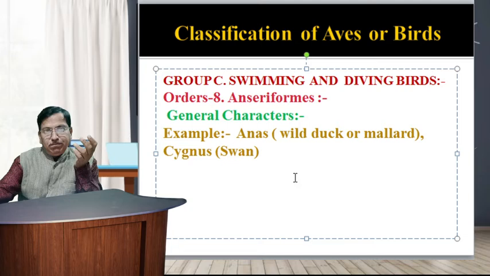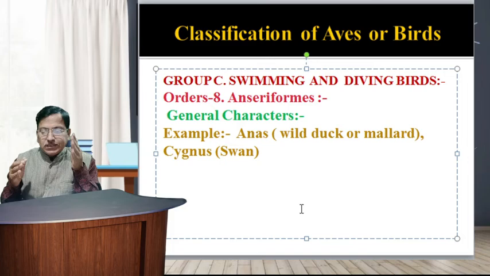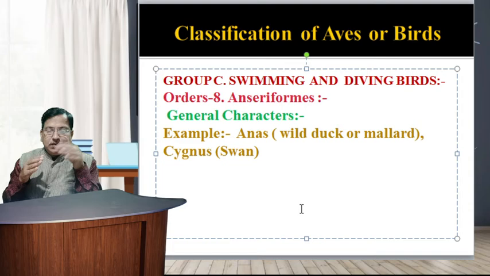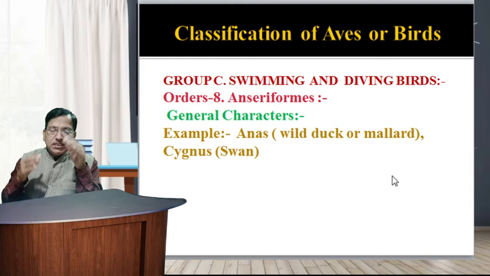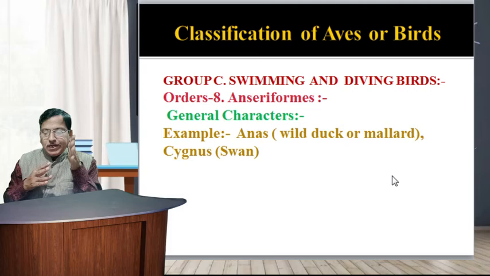In general characters, this group includes aquatic birds like ducks, geese and swans, with a big, broad and flattened beak with soft cornified edges, tail usually short with many feathers, legs short and feet webbed. Example, Anas, the wild duck or mallard. The swan is the best example of this animal group.